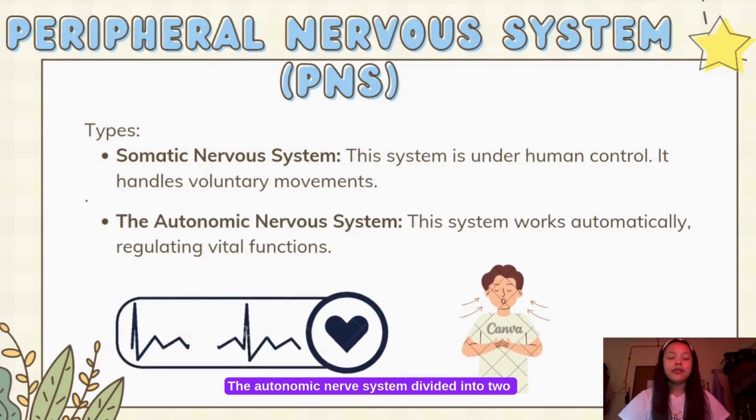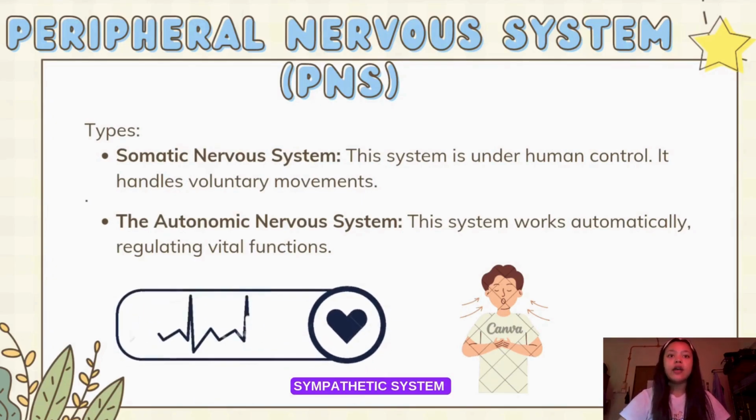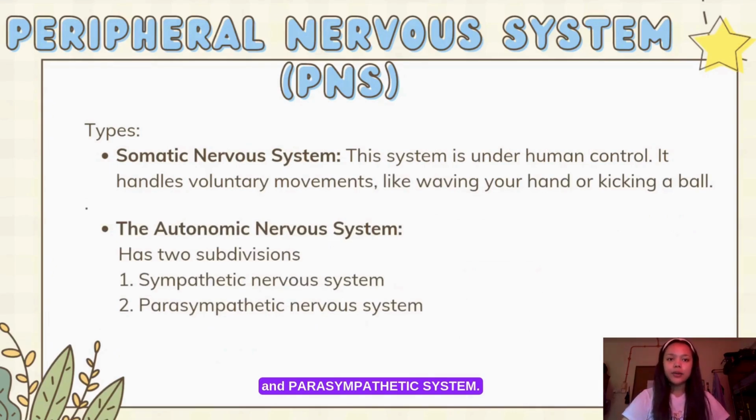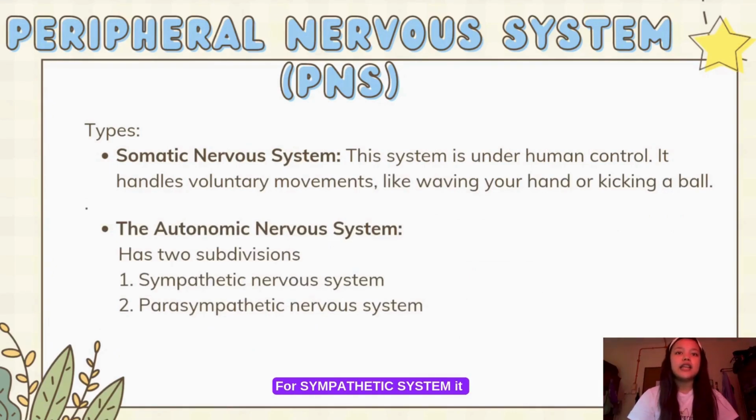The autonomic system has two subdivisions: the sympathetic nervous system and the parasympathetic nervous system. The sympathetic nervous system carries signals to put our body on alert, while the parasympathetic nervous system carries signals to relax the system.